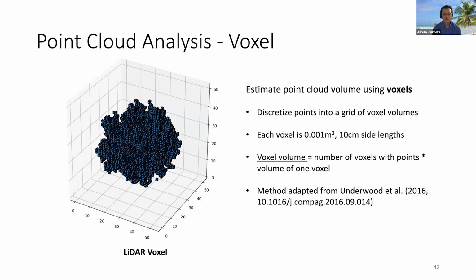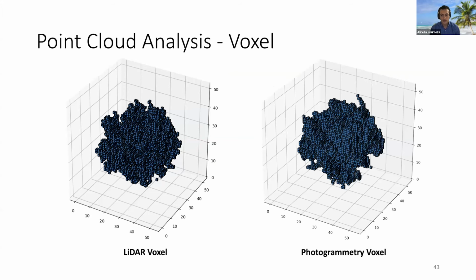In the first method, we tried a voxel, and we described a 0.001 cubic meter voxel, and if there is a point within that voxel, we consider that as part of the canopy, and then we counted all the voxels to find the actual voxel volume. So this is a comparison between LiDAR and photogrammetry point cloud.